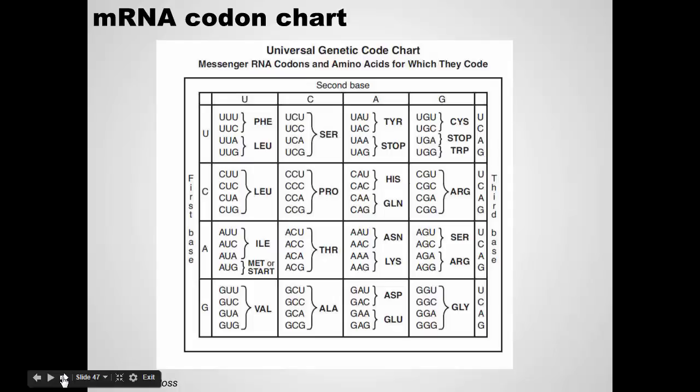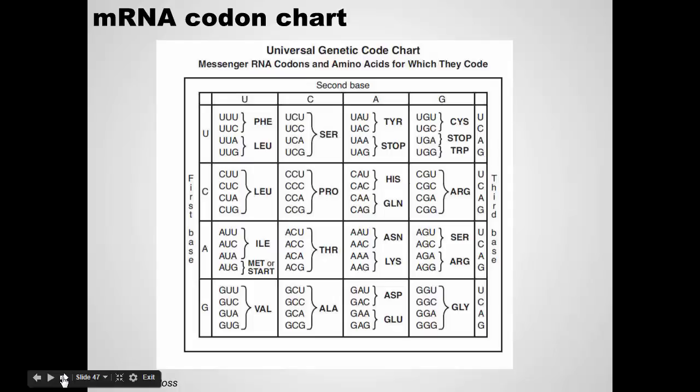How about if we look up UCG? Ser. Yeah, these are three-letter abbreviations. Serine is the amino acid that we bring in. Okay. GAG. Glu. Glutamic acid. Okay. GAG. How about UGA? Stop. Yeah, that's the stop codon.